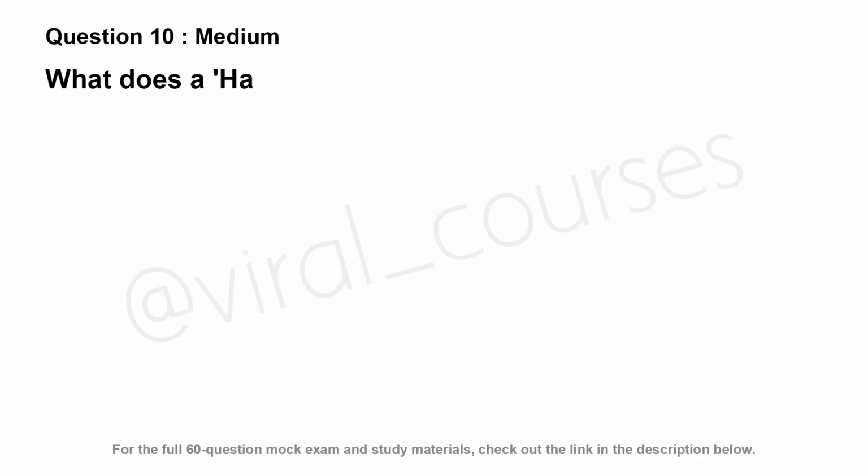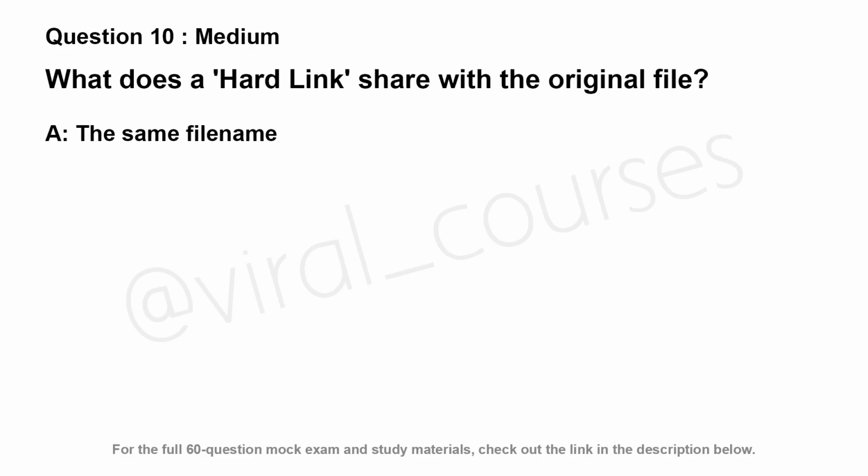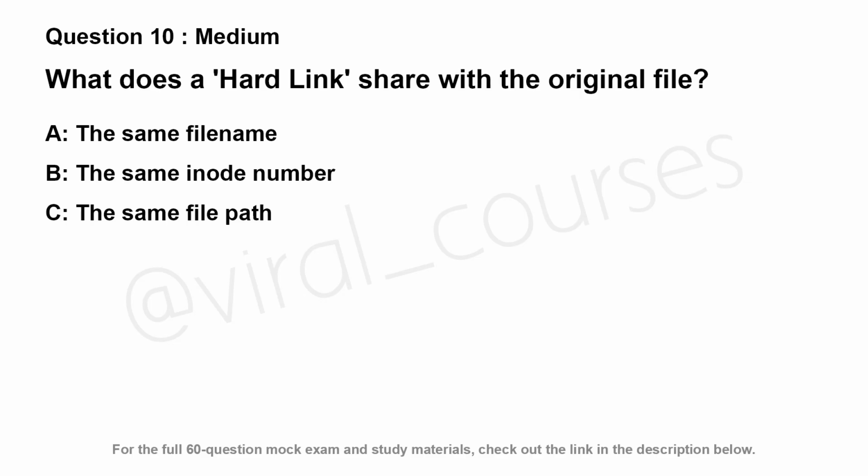What does a hard link share with the original file? Option A, the same file name. Option B, the same inode number. Option C, the same file path. Option D, the same permissions only.